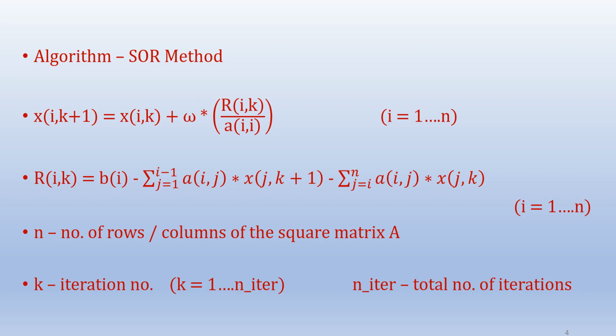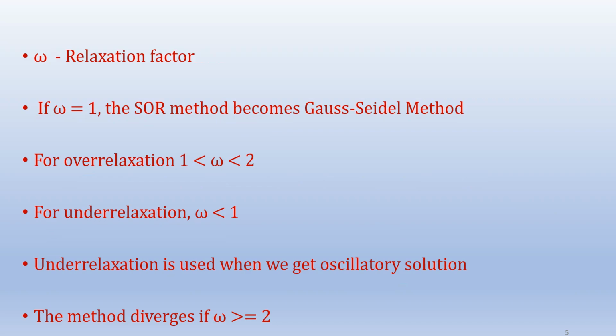n represents the number of rows or columns of the square matrix A, as mentioned before. k represents the iteration number, and k varies from 1 to n_iter, where n_iter represents the total number of iterations. Here, R represents the residual vector, A represents the elements of the square matrix A, and B represents the elements of the right-hand side vector. And omega represents the relaxation factor.